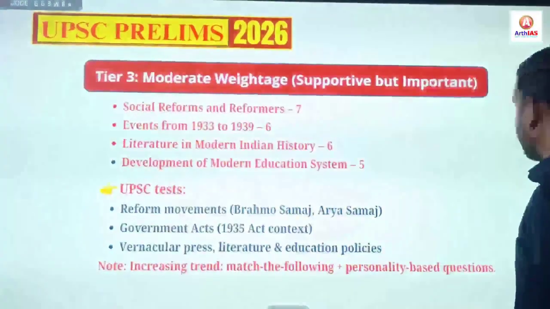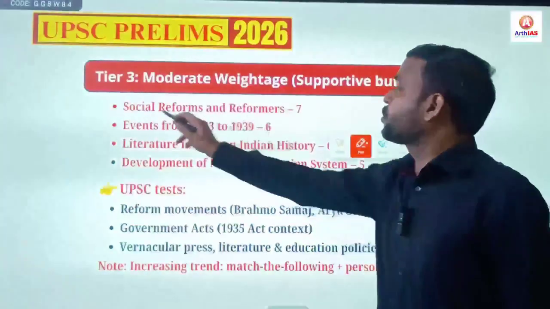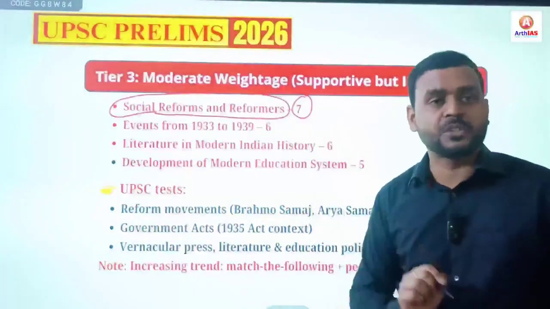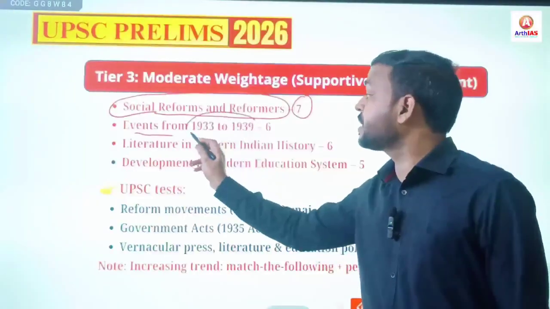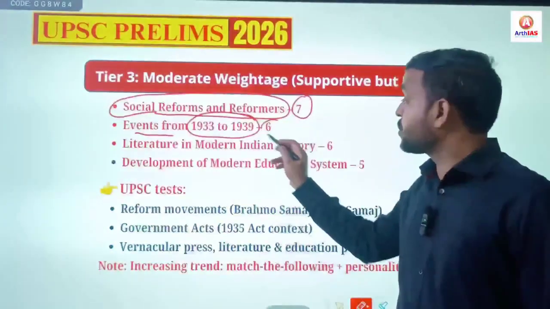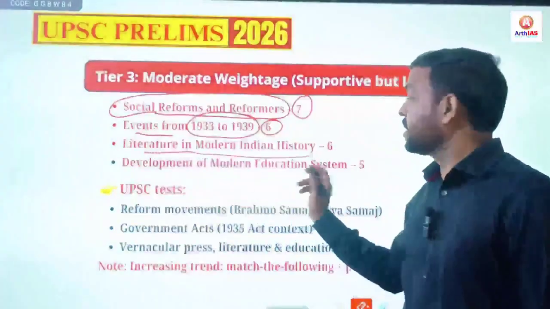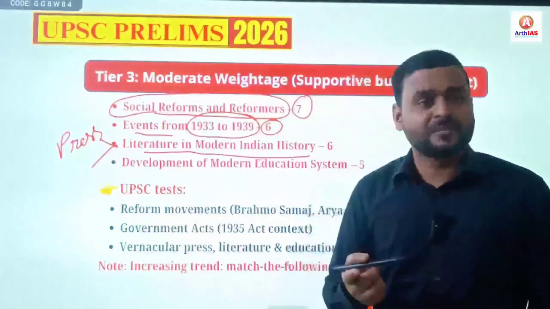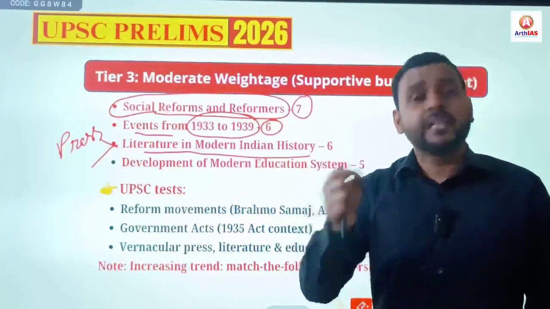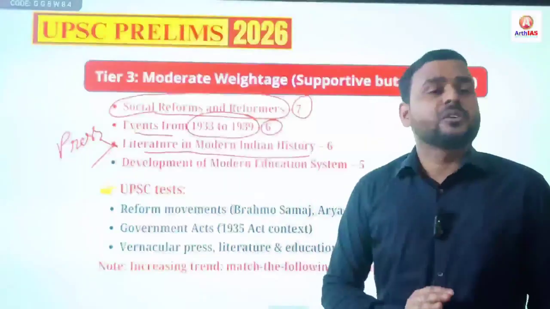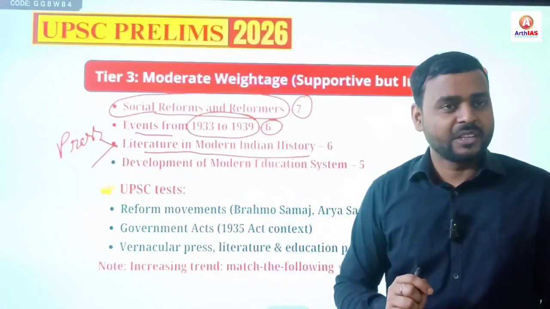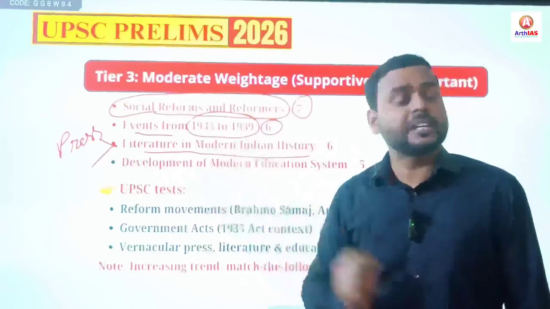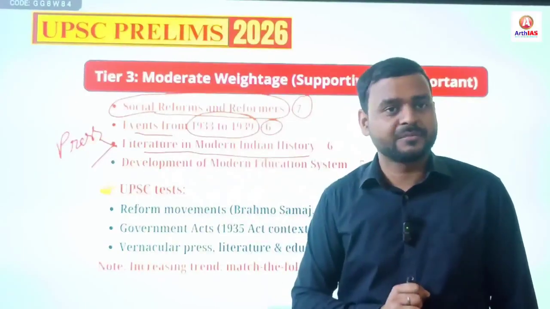Next, tier 3. So under this, social reforms and reformers. So till date, means in last 15 years, 7 questions have been asked from this topic. Second is events from 1933 to 39, right? 6 questions have been asked. Literature in modern Indian history, mainly here you will focus on press, right? Newspapers, journals, right? Whether started by Indian leaders or even some British officers or rulers, right? But mainly focus on Indian leaders, their magazine, journals, right? Press related acts, for example, Vernacular Press Act, very important.